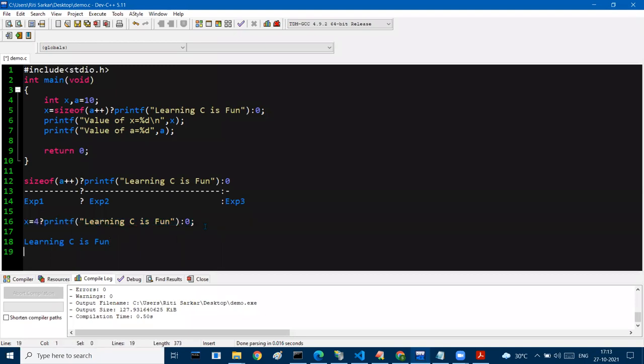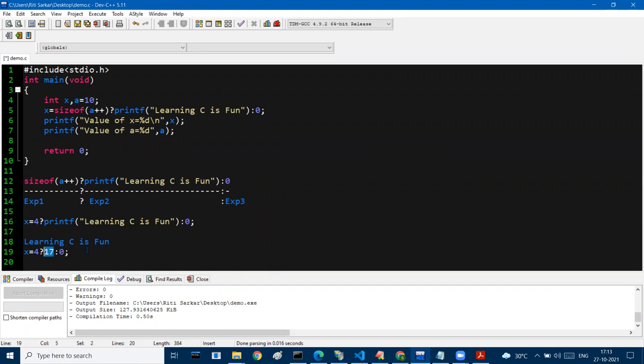Sir, the value that will be returned here is... 1, 2, 3, 4, 5, 6, 7, 8, 9, 10, 11, 12, 13, 14, 15, 16, 17 characters are there. So that means what value will be returned here? The value that will be returned here is 17.